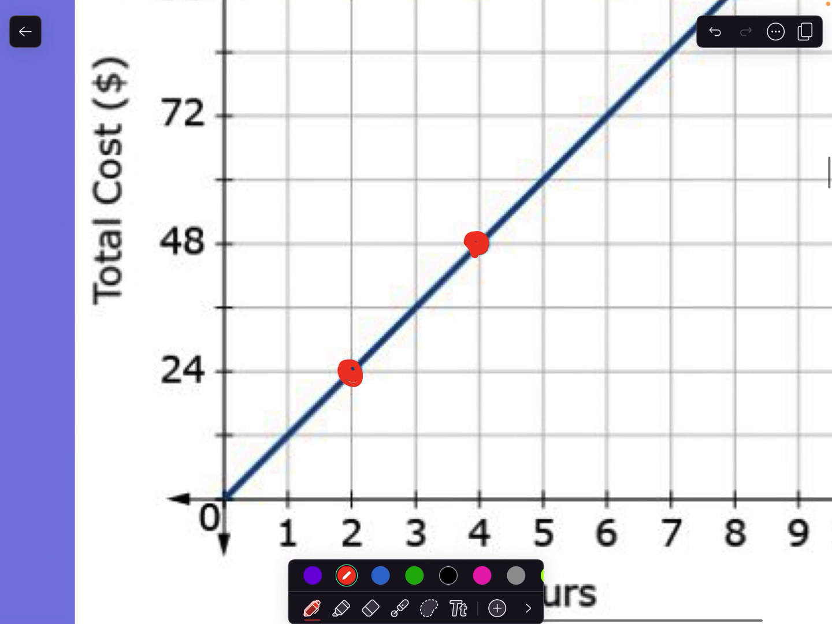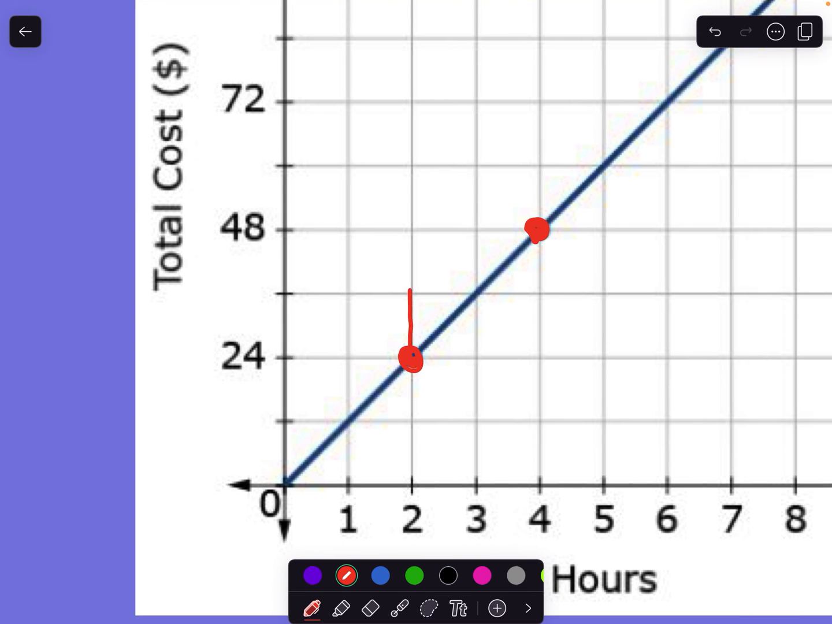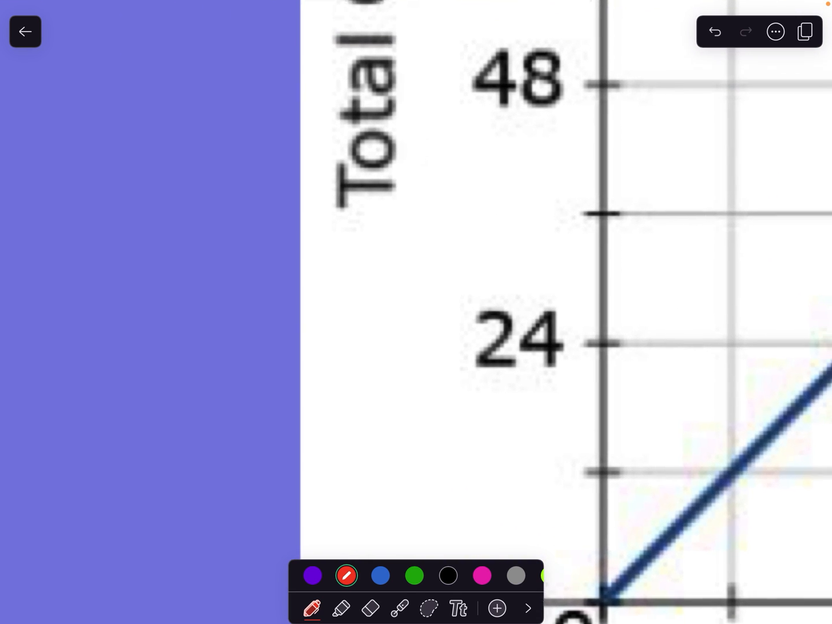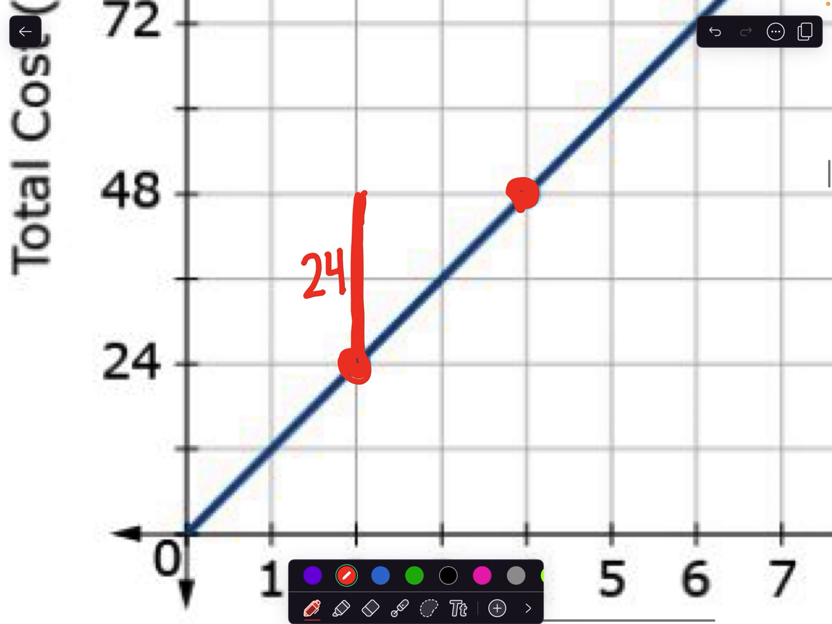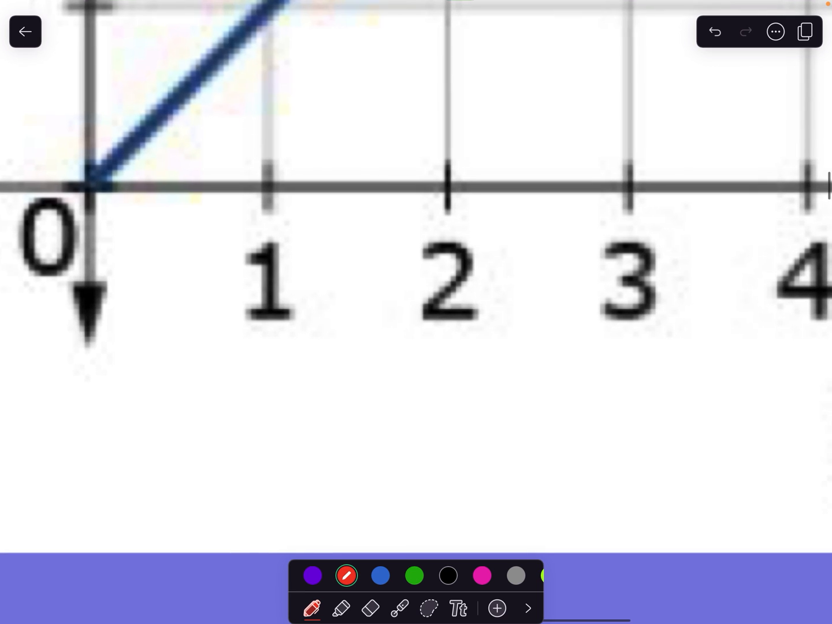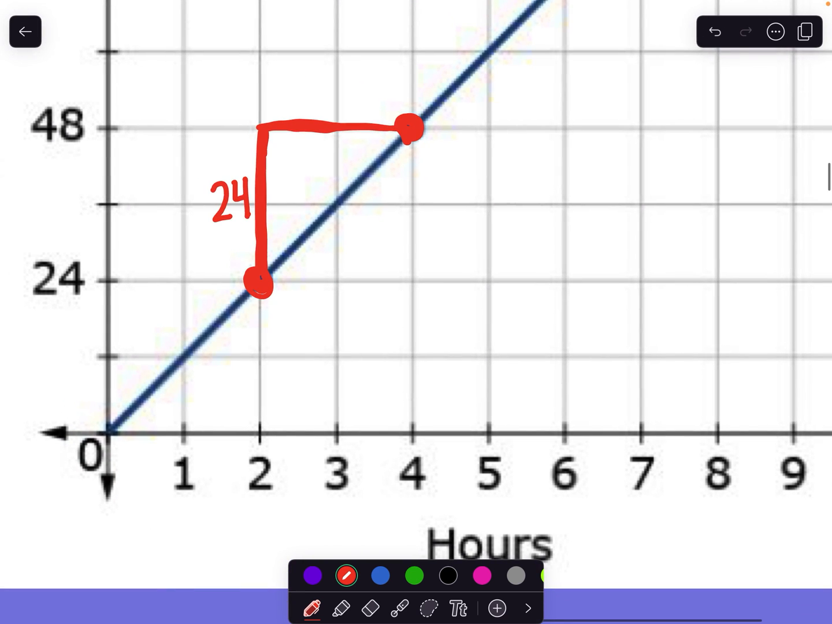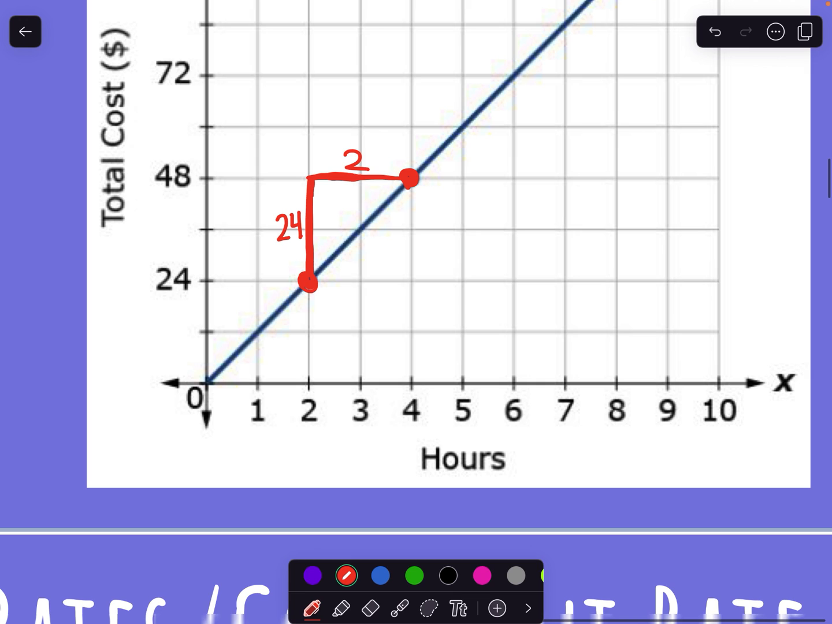I'm going to go from the left point to the right point, and I have to do my rise first and my run second. So I'm going up. Now you have to be careful sometimes. Here I'm going up 2 squares, but my rise is not 2. I'm going from 24 up to 48, so my rise is 24. My run, I'm going 2 squares to the right. That's actually 2, I'm going from 2 to 4. So you always have to check the scale you're going by.